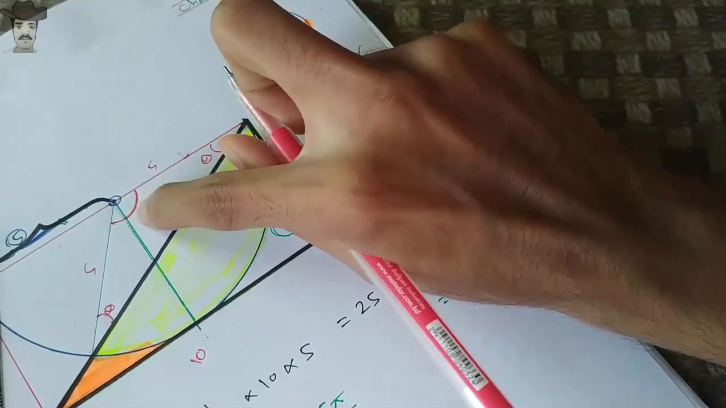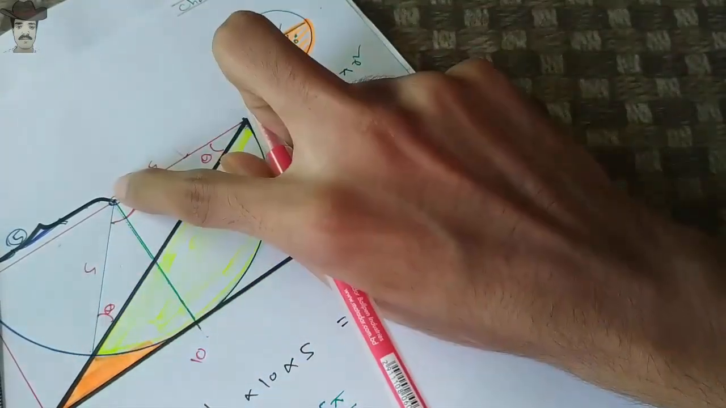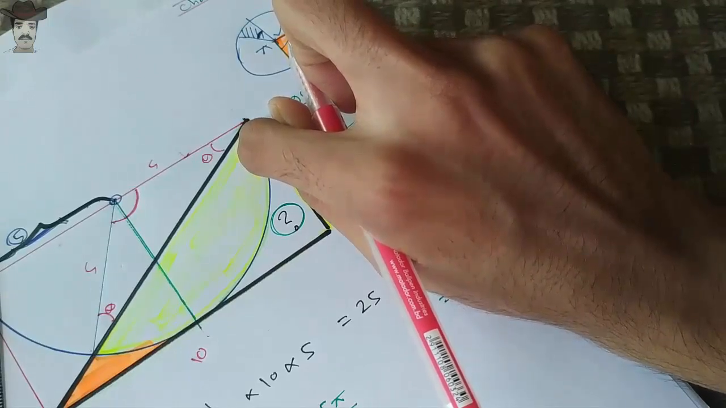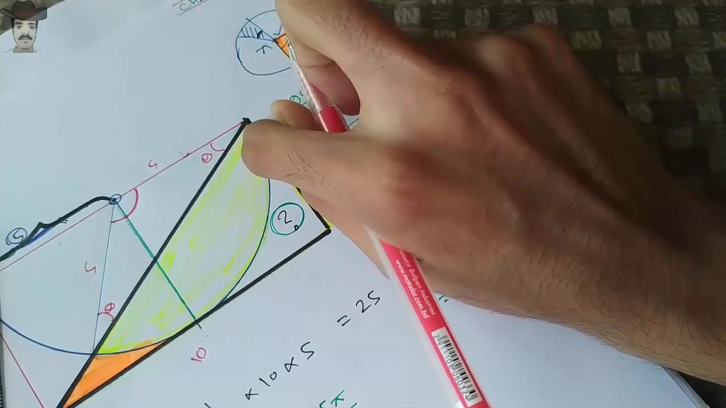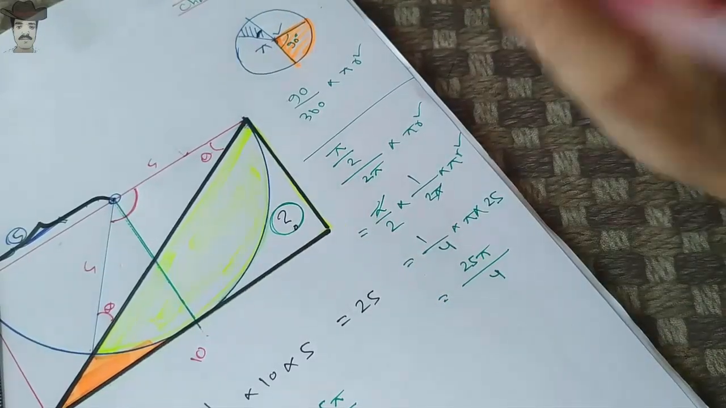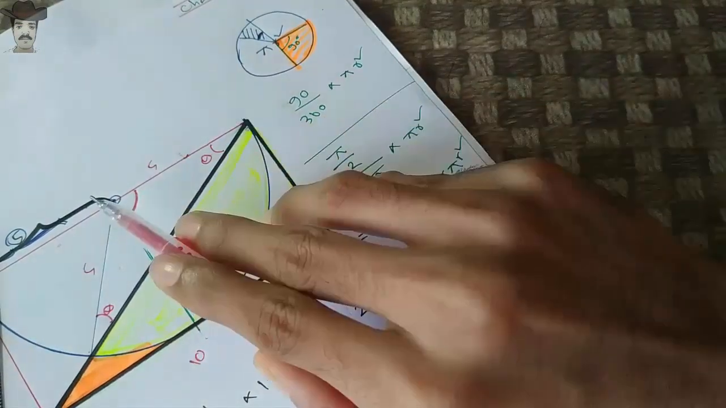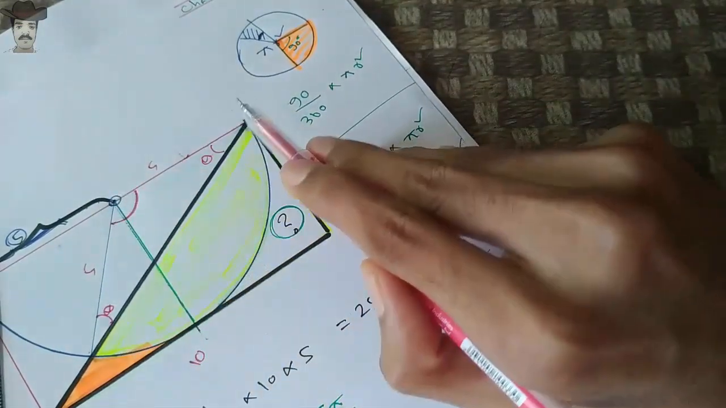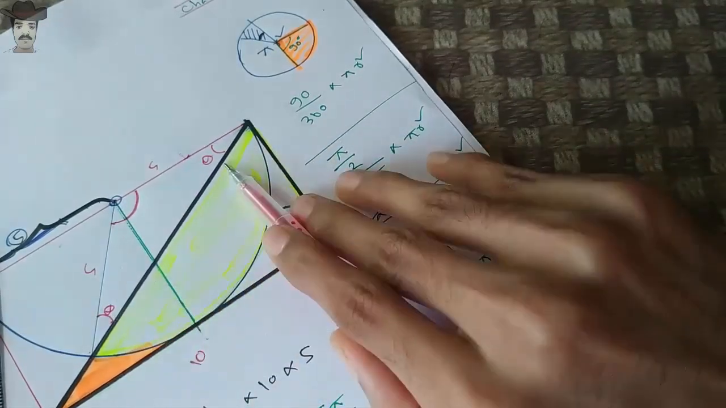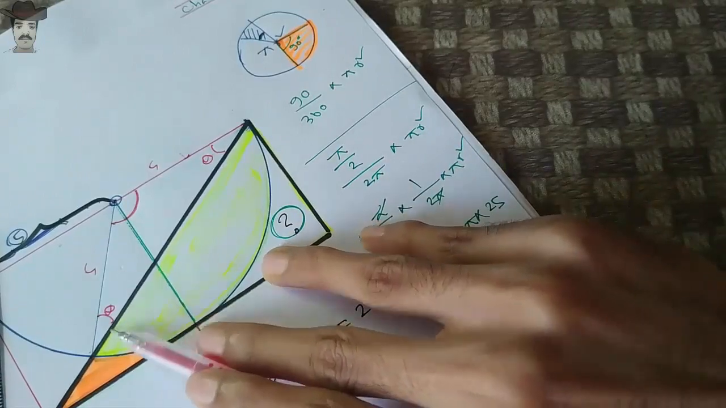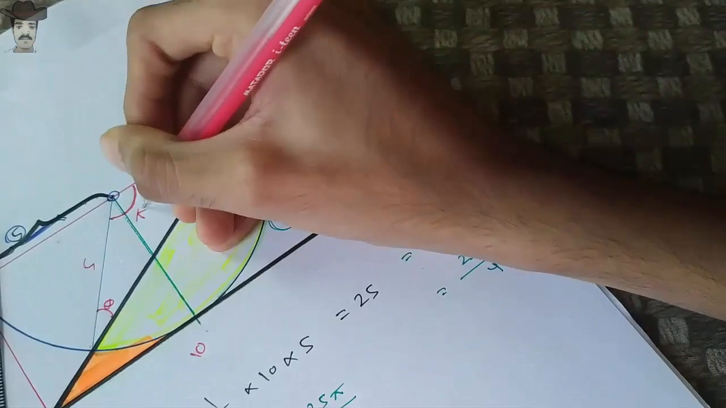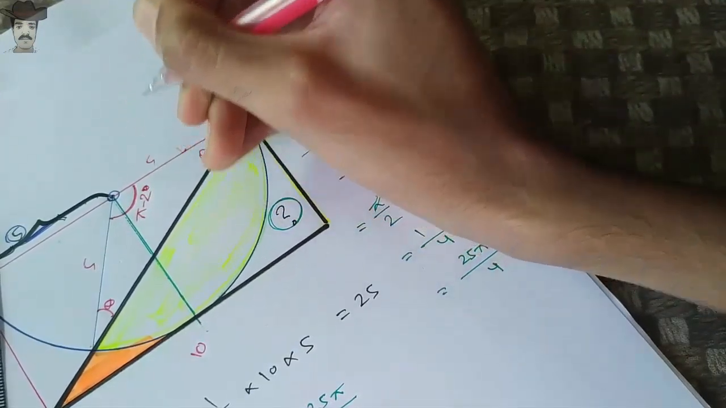So what will be this angle? As we know, in a triangle the sum of the three angles must equal pi radian, or in degrees 180 degrees. Let's stick to radian. The sum of the three angles of this triangle is pi, and these two are each theta. So we can say this angle will be pi minus 2 theta.